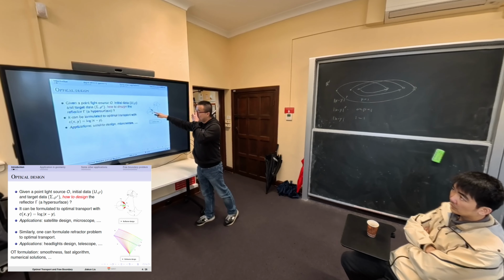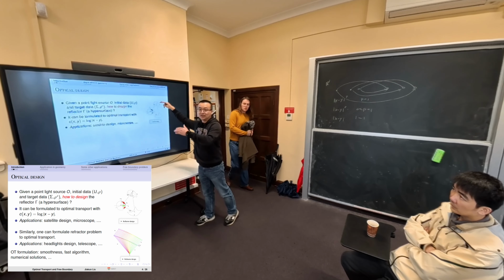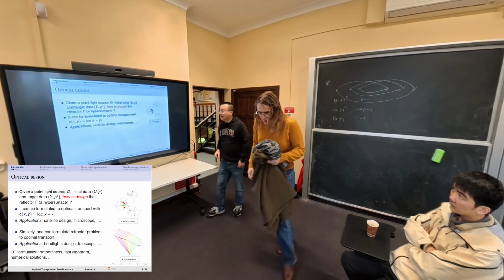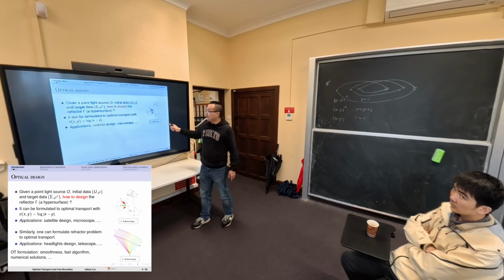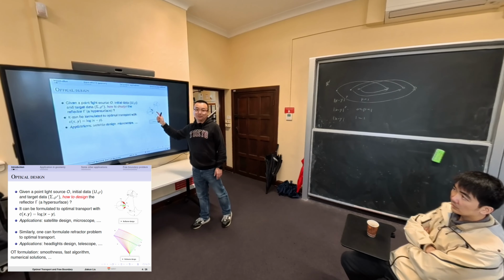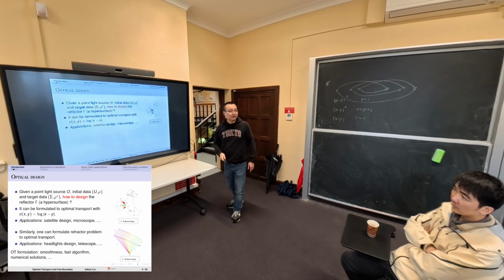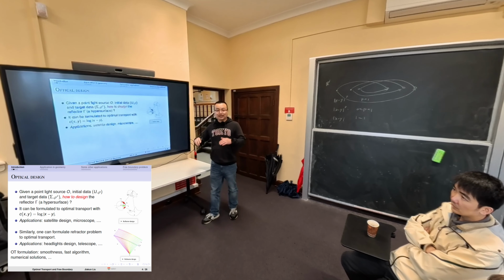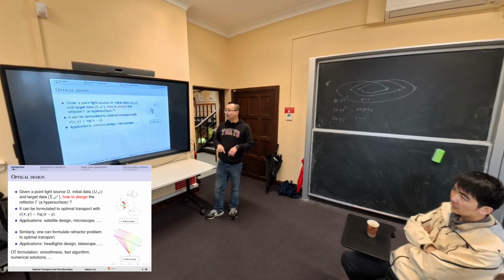So the problem is, given initial data here and given the target information here, how can you design such a reflector so that the whole system is satisfied? Okay? So the problem is actually we can formulate this problem into optimal transport, and the cost function is exactly the log cost function. Okay? It has many real-world applications, for example, the satellite design and also the microscope.